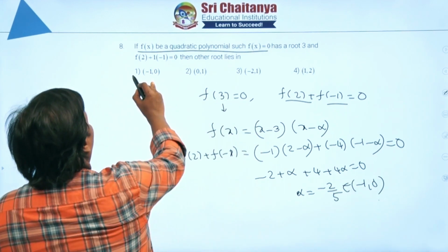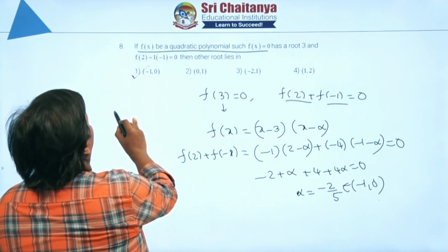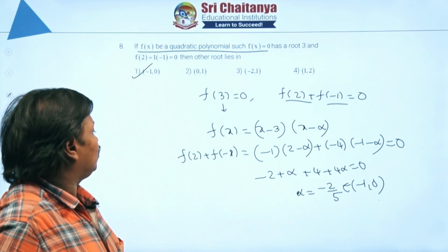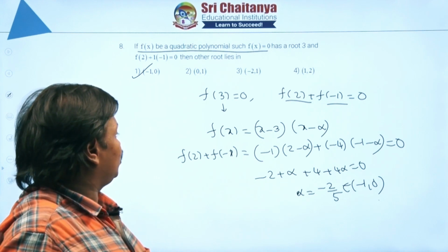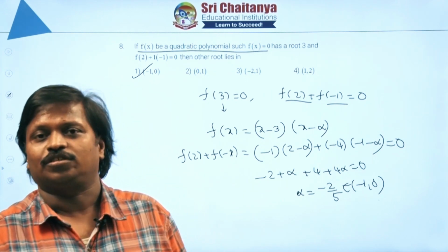So the answer will be the first option, which is minus 1 comma 0. This is also one of the simple questions.